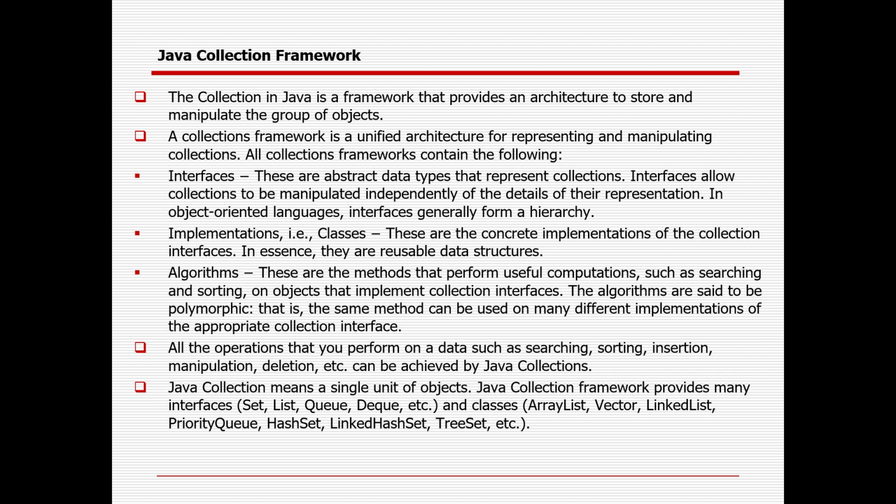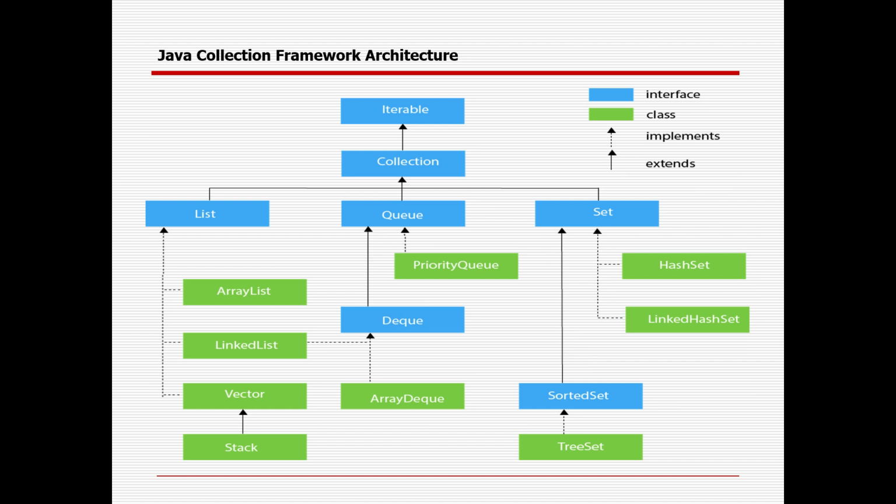But in case you want to work with the collection framework, it does not understand the data types. They only understand objects or classes. That is the reason there is an option called wrapper class, through which you can convert those data types to the relevant wrapper class object, and after that you can deal with the collection framework. So this is the diagram of the Java collection framework architecture.